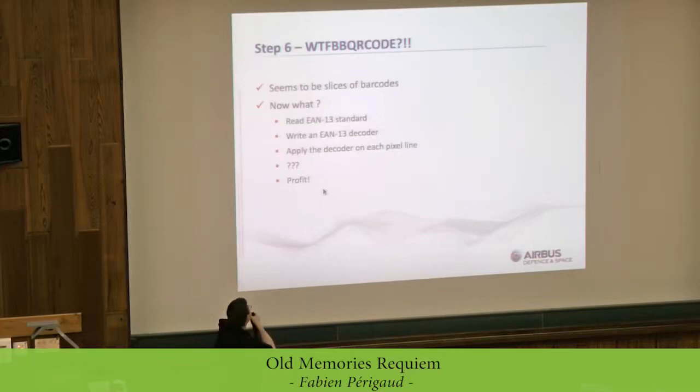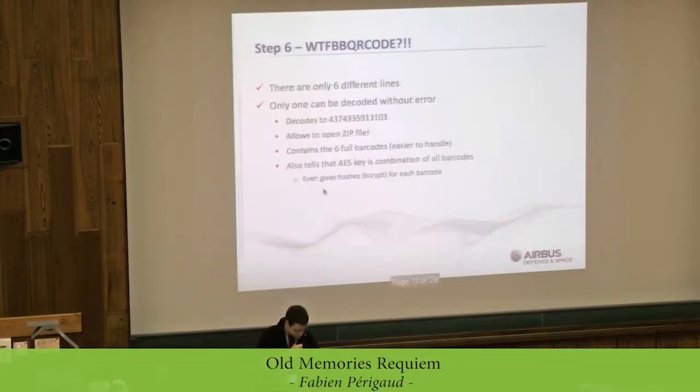So what we have to do now is read the EAN13 standard, which is the standard for the barcodes, write a decoder, and try to decode each line of the picture, hoping we get something. We can see that there are only 6 different lines, and only one can be decoded by this method. So it decodes to this value. By a little bit of guessing, we can open the zip file using this as a password.